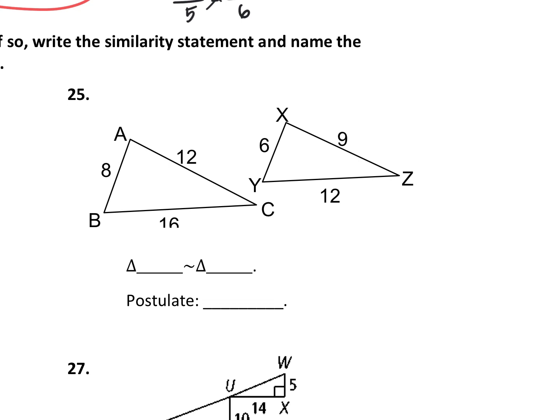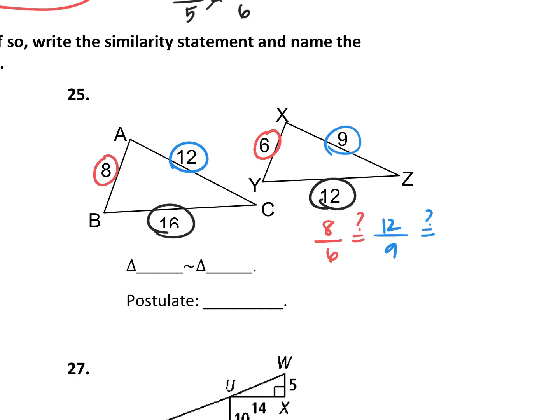Number 25. Now we're given no angles, but we're given some side lengths. We have to check and see if all of my side lengths have the same proportion. If so, then they will be similar by side similarity. So we've got 8 corresponds to 6. We're checking, does that equal 12 over 9? And does that equal 16 over 12? You always have to start with the same triangle every single time. Well, all of these simplify to 4 over 3, every single one of them. So since they are the same, we can say that these two triangles are similar by side similarity.